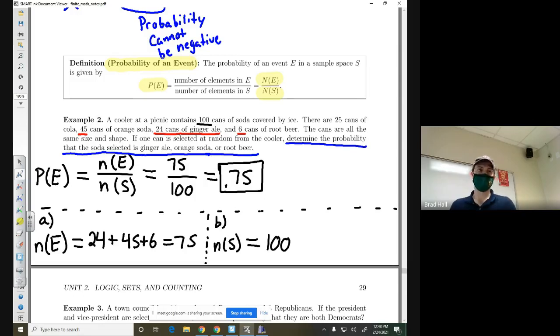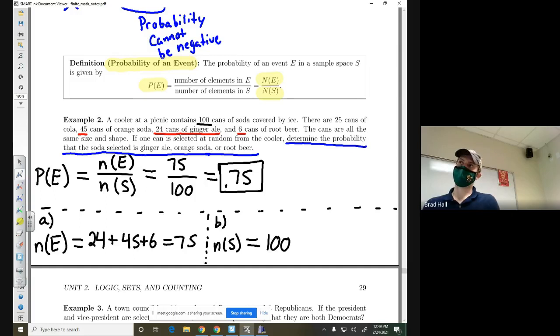Does anyone have any questions about this? Yes? Should we always keep it as a decimal, or do you want us to change it? So sometimes it depends on how MyMathLab asks for the answer, because as you know, MyMathLab is picky and somewhat random at times.